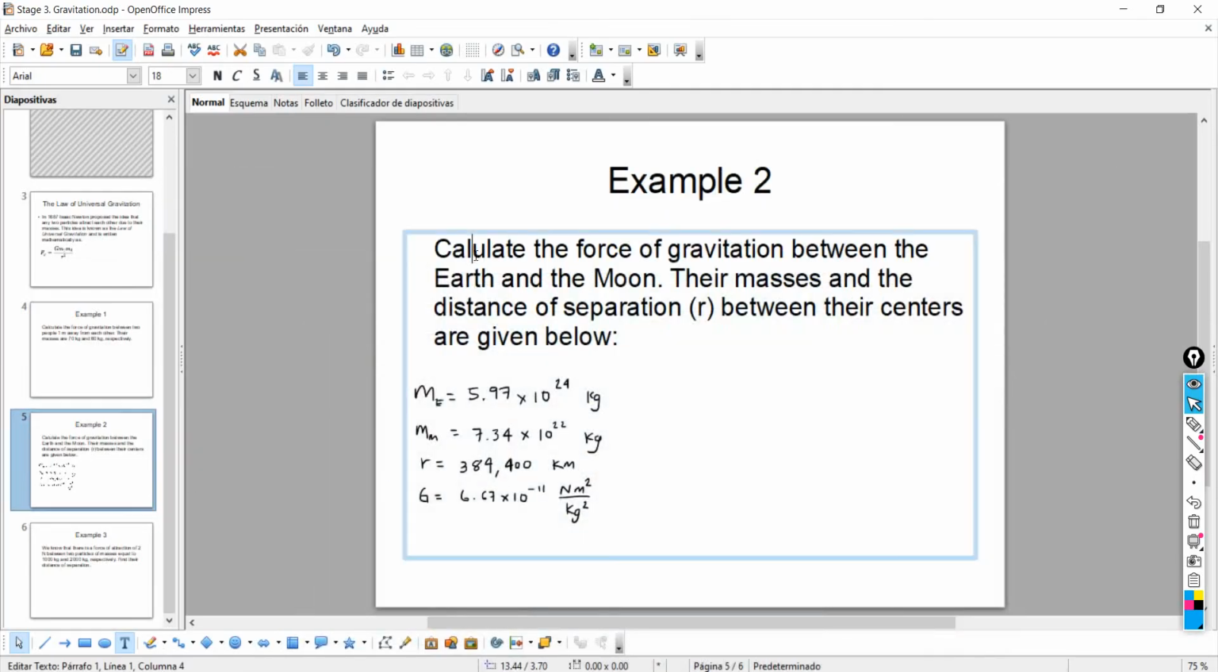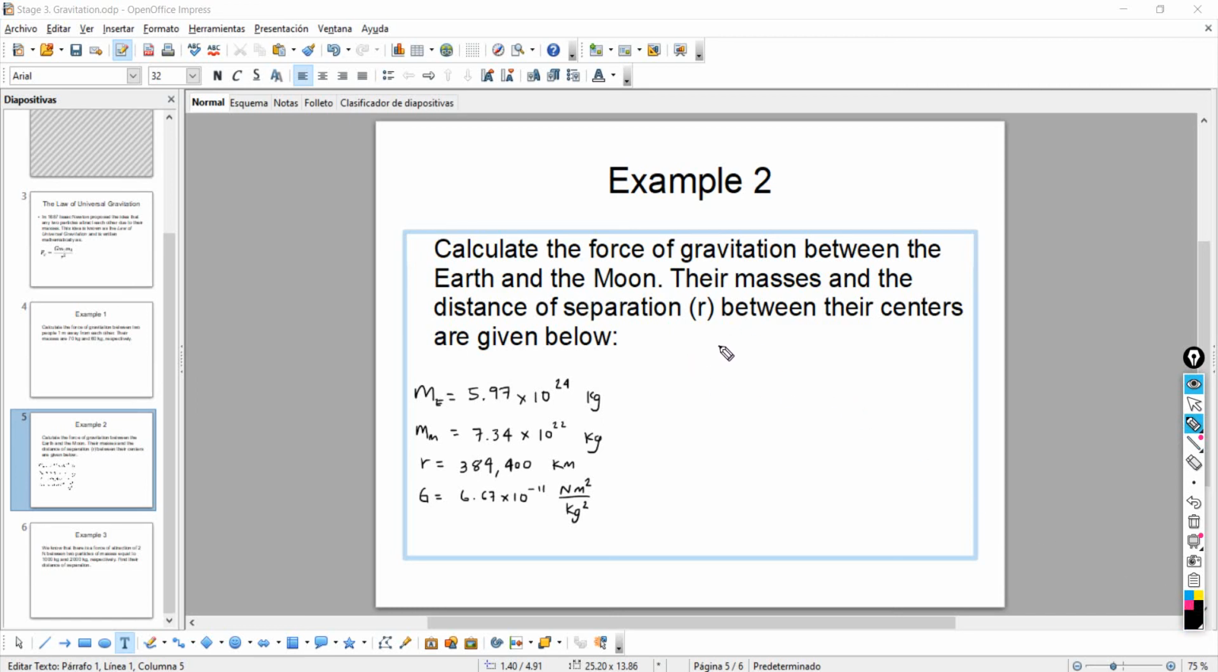Calculate the force of gravitation between the Earth and the Moon. Their masses and the distance of separation r between their centers are given below. So let's see. Now in this problem we have the Earth and the Moon.